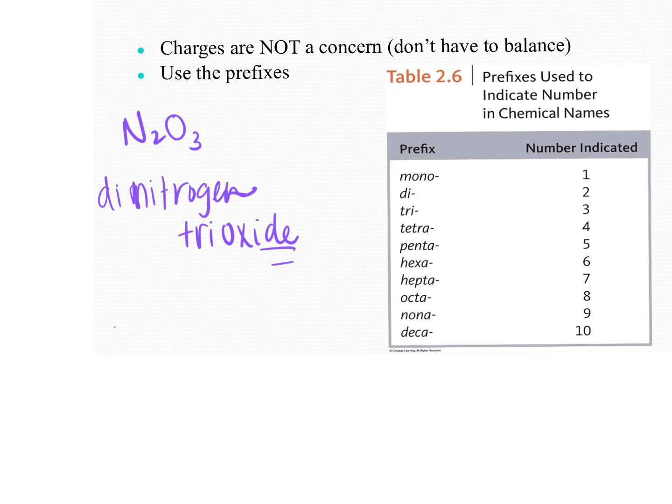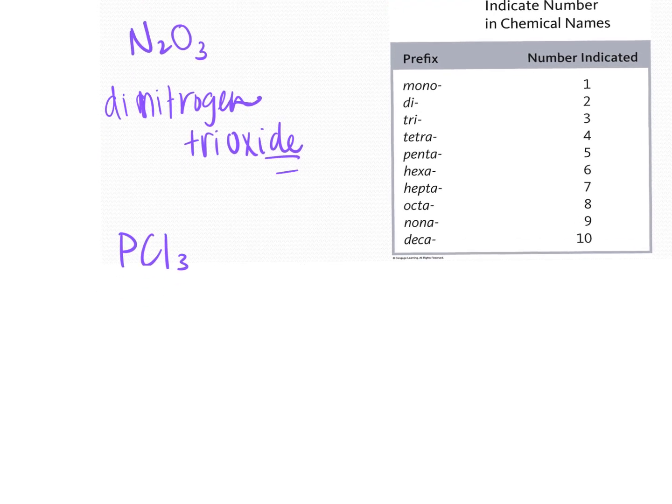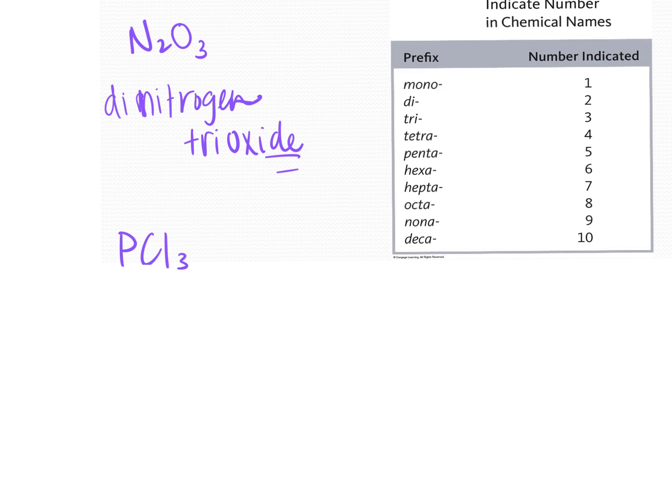So what if we had this? PCl3. No. It's just phosphorus. Remember, the first one only gets a prefix if there's more than one. That's a tricky one. That's okay. So phosphorus trichloride.